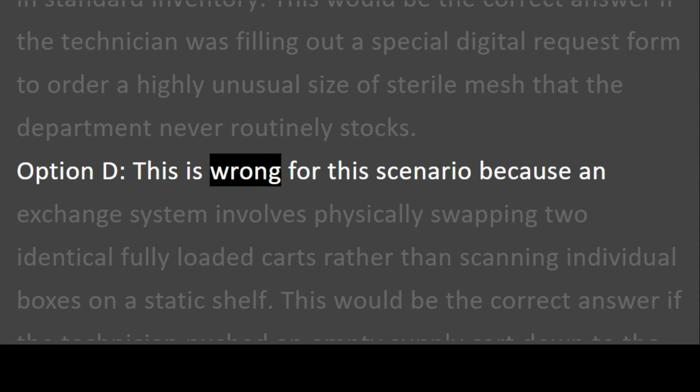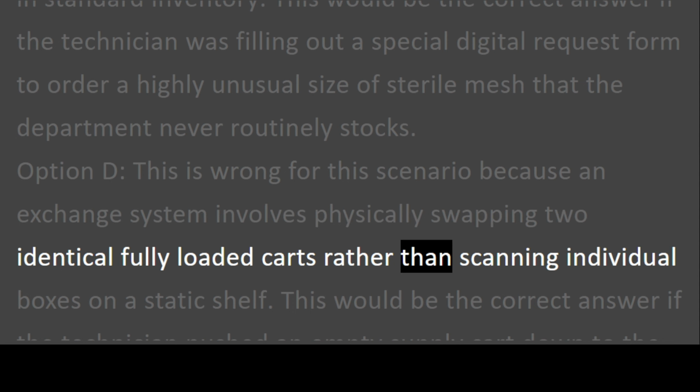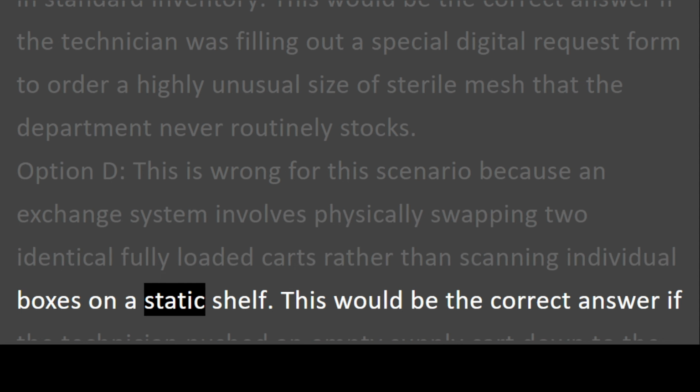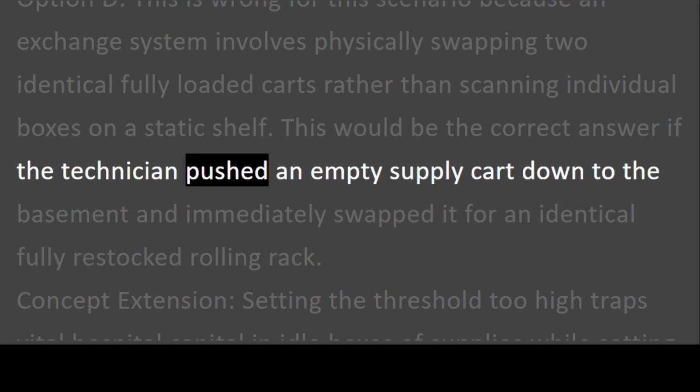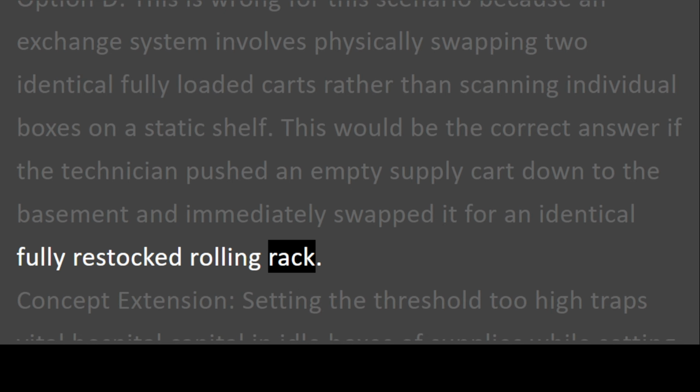Option D. This is wrong for this scenario because an exchange system involves physically swapping two identical fully loaded carts rather than scanning individual boxes on a static shelf. This would be the correct answer if the technician pushed an empty supply cart down to the basement and immediately swapped it for an identical fully restocked rolling rack.